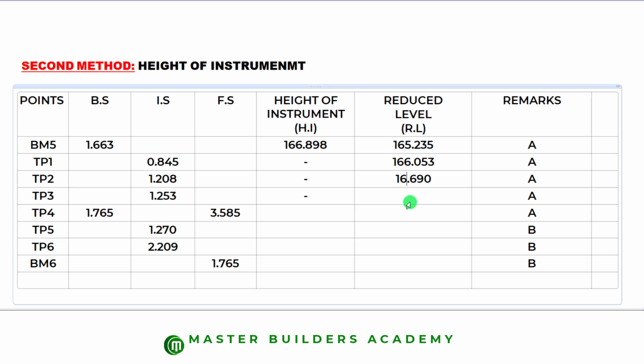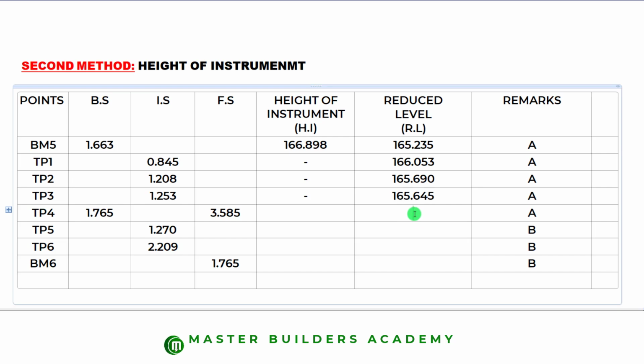So this was supposed to be 165, okay? Then if we remove that, we'll have this as 165.645. All right, then now that we get to TP4, we still need to find the reduced level here first.